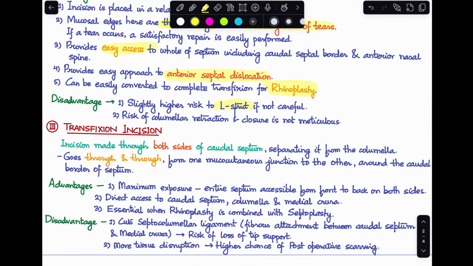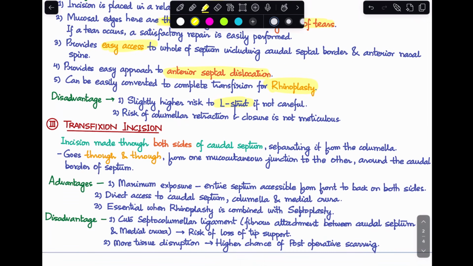Lastly, we have a third type which is known as a transfixion incision. Now, this is an incision the same as hemitransfixion incision, but this is an incision which is made on both sides of the caudal septum and thus separating it from the columella. Now, this incision goes through and through towards the opposite side from the one mucocutaneous junction to the other around the caudal border of the septum. And this is an incision that we perform when we are going to do a rhinoplasty combined with septoplasty.